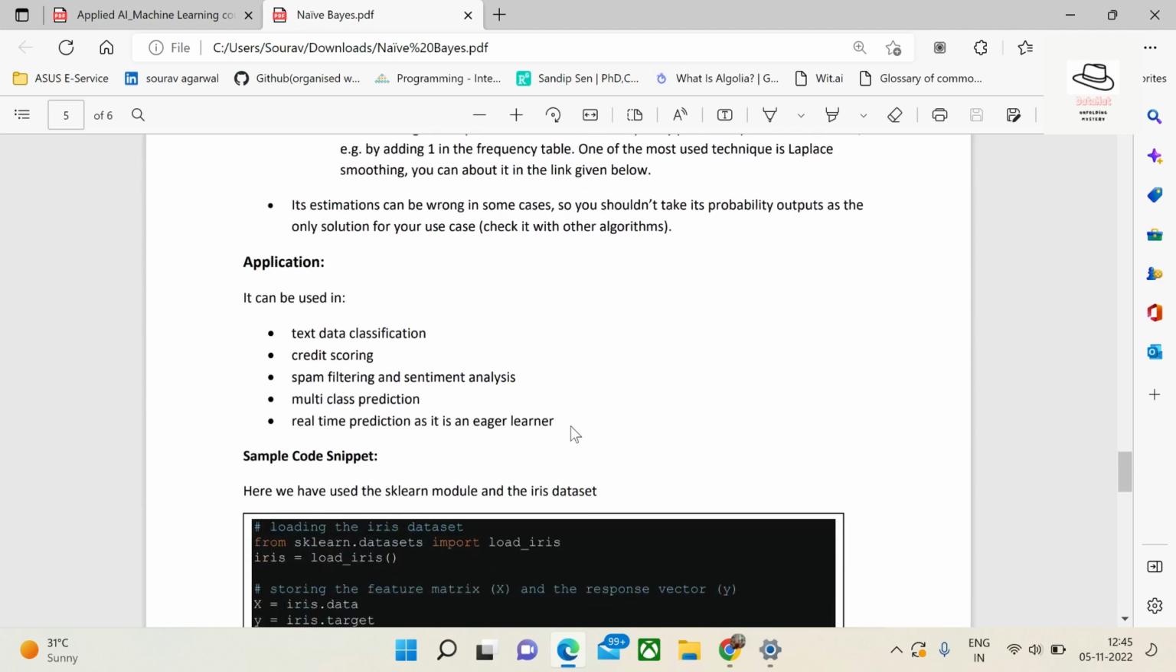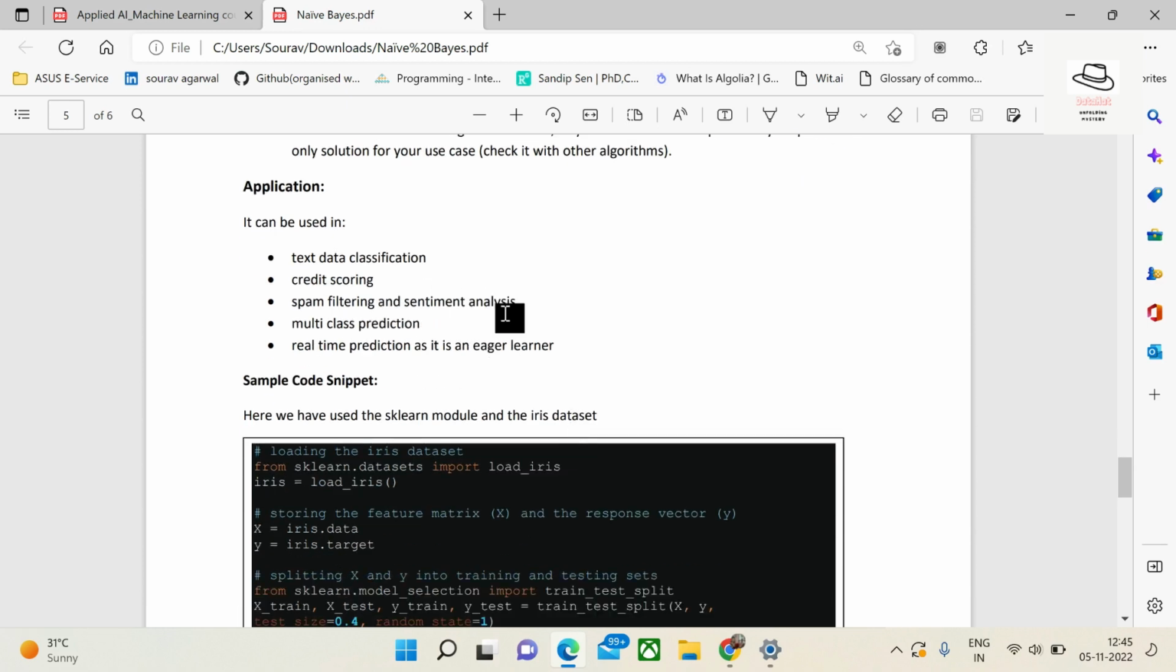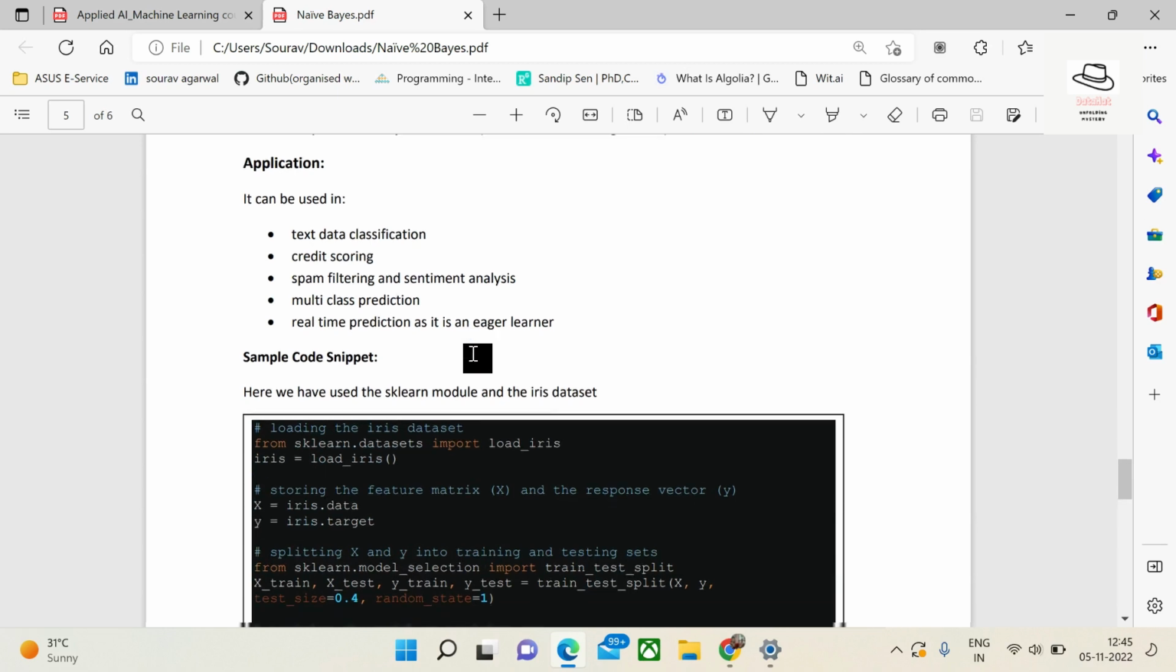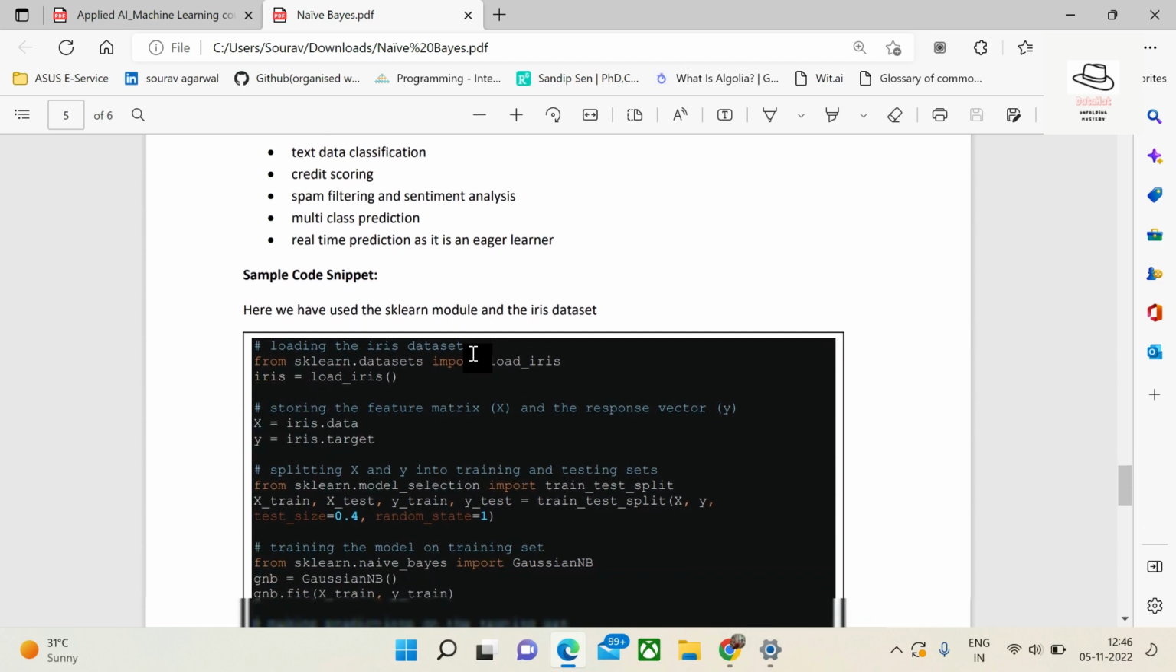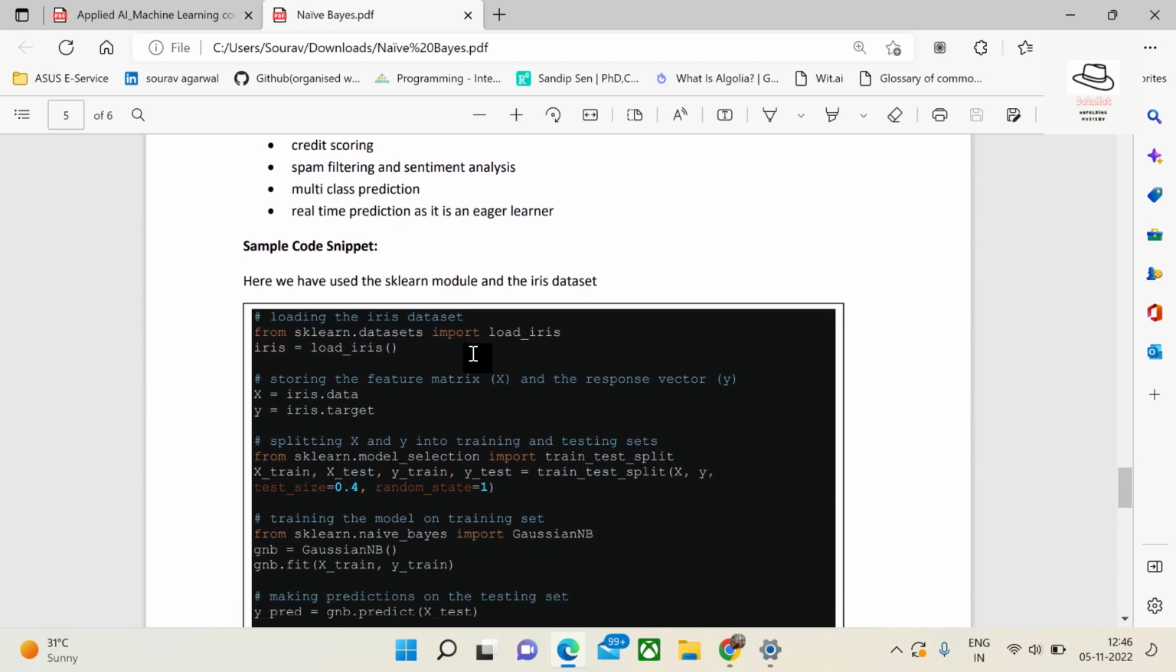Applications of naive Bayes. Naive Bayes can be applied to a multitude of supervised classification problems, especially text-based classification problems such as credit scoring, spam filtering, sentiment analysis, and real-time prediction, as it is an eager learner, right? What do we mean by eager learner? That all the computations, all the likelihoods are computed at the training time and stored. You are not making any further computation during prediction. So in real-time prediction scenarios, this becomes very handy.